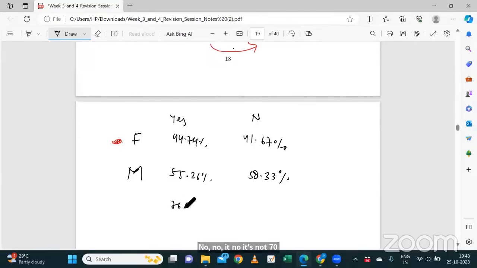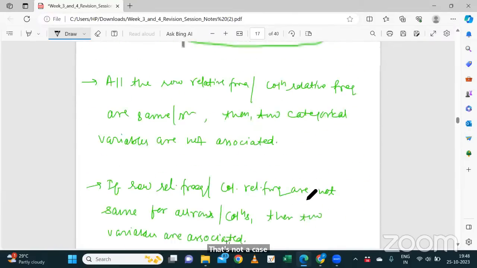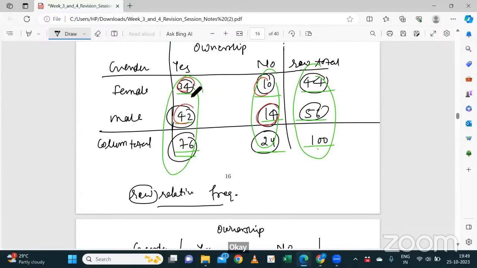Okay, I think you got confused. What you have done is computed your row relative frequency. You have done 76 by 100. That's not the case here. I think I got your mistake. You have done 34 by 76, 10 by 24, 42 divided by 76, 14 divided by 24. You are doing it in columns, right? But in the last one, what you have done is 76 by 100. You are dividing with the row total. You have to do 44 divided by 100, 56 divided by 100. You see what you are doing?